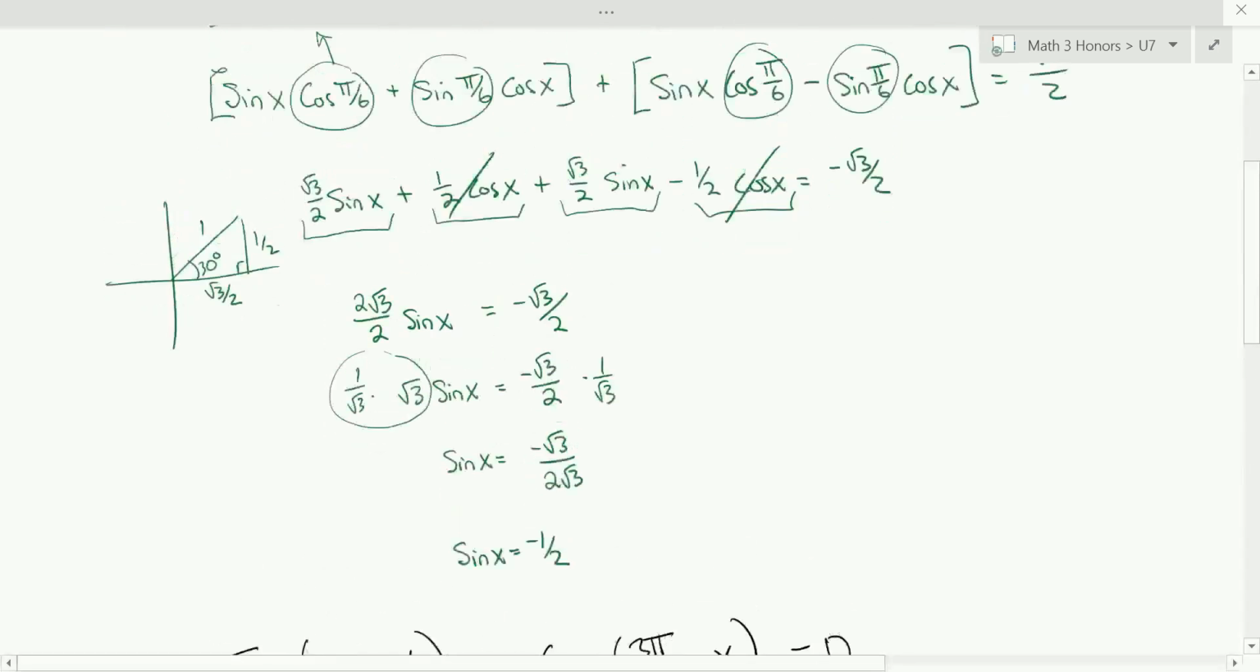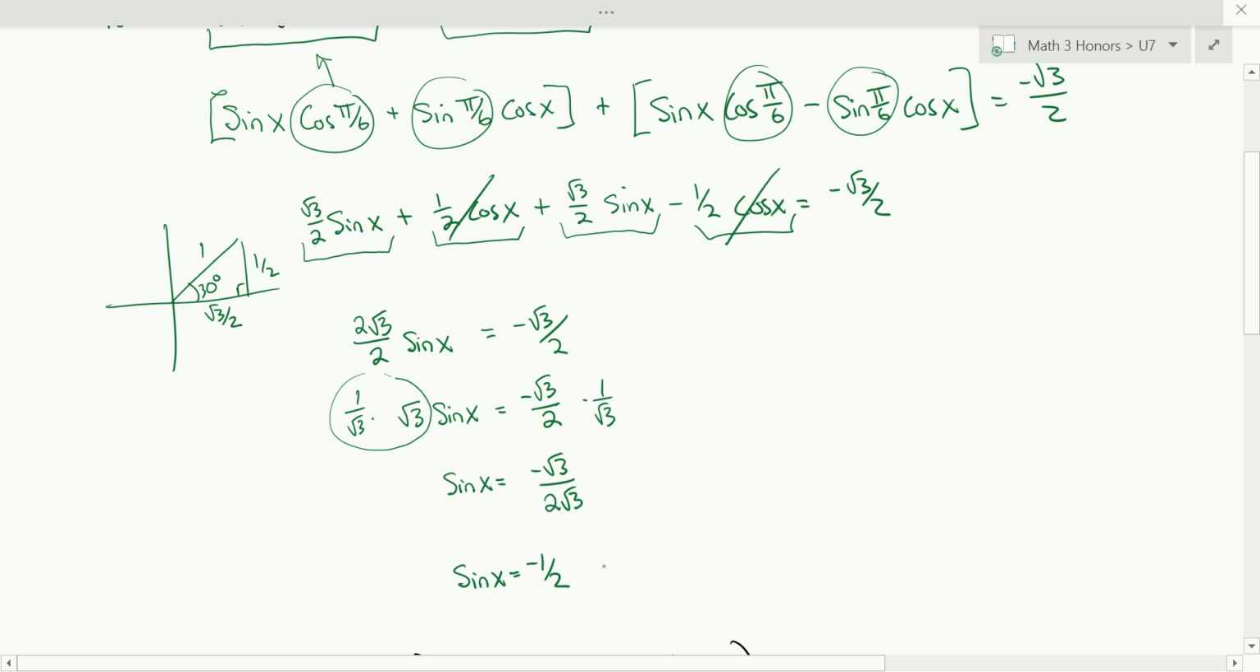All right, so how do we solve for x now at this stage? This is what we did last unit. We had to find the reference angle, and we had to find what quadrant we're in. So what quadrants are we in? Where is sine negative? 3 and 4?